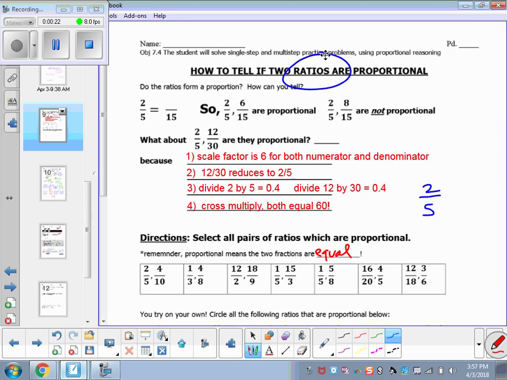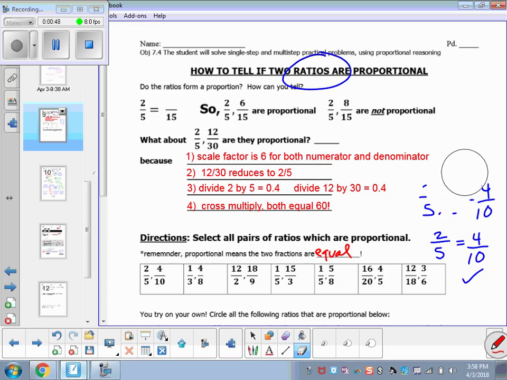Now, if I create a proportion with 2/5, I could do something like double both the numerator and the denominator. So if I double the numerator, I get 4. If I double the denominator, I get 10, which means 2/5 is in fact proportional to 4/10. All right? Now what we're going to be looking at is figuring out ways to prove that they are in fact proportional.